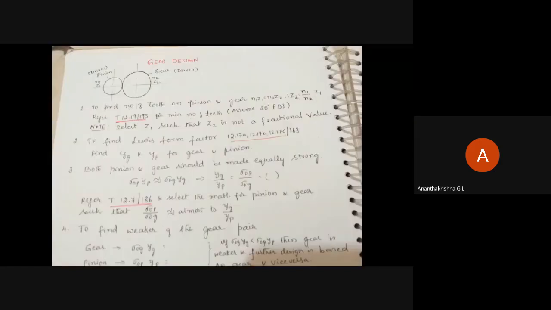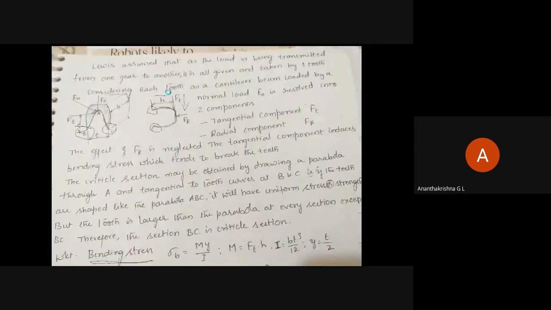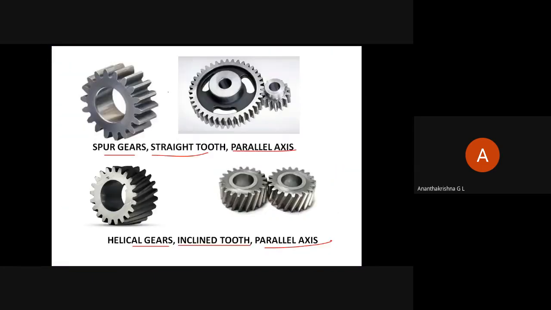Next, coming to the gear design. Essentially, as I said, the gear pair will have a pinion and a gear. This is what we saw in the earlier diagram. The smaller of the gear pair is called the pinion, and the larger of the gear pair is called the gear. The gear is the driven member, whereas the pinion is the driving member.